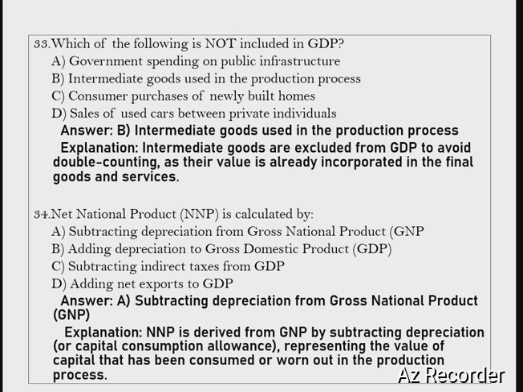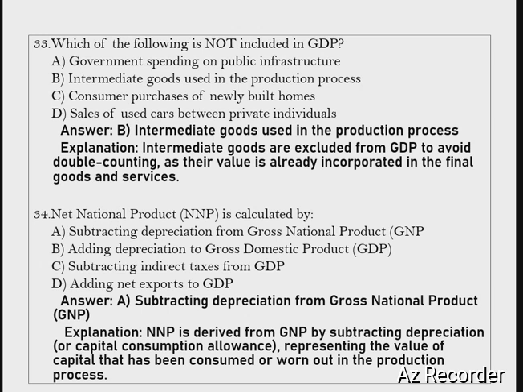Option B, intermediate goods used in the production process. Option C, consumer purchase of newly built homes. Option D, sales of used cars between private individuals. Correct answer is option B. Its explanation is, intermediate goods are excluded from GDP to avoid double counting, as their value is already incorporated in the final goods and services.